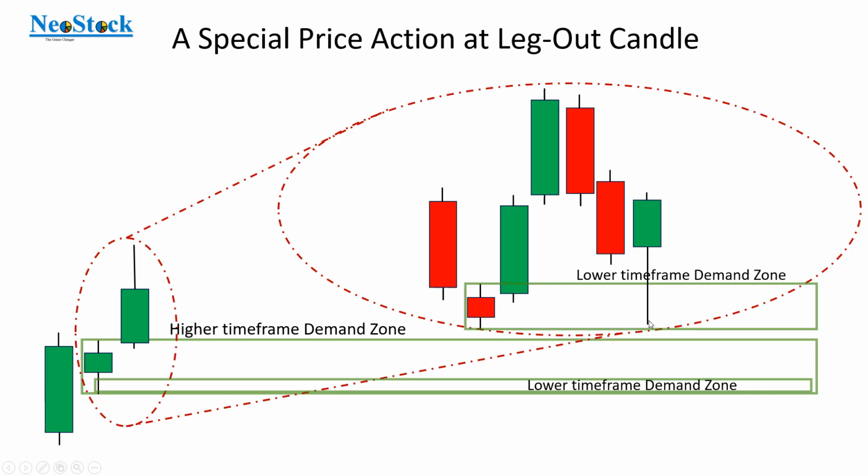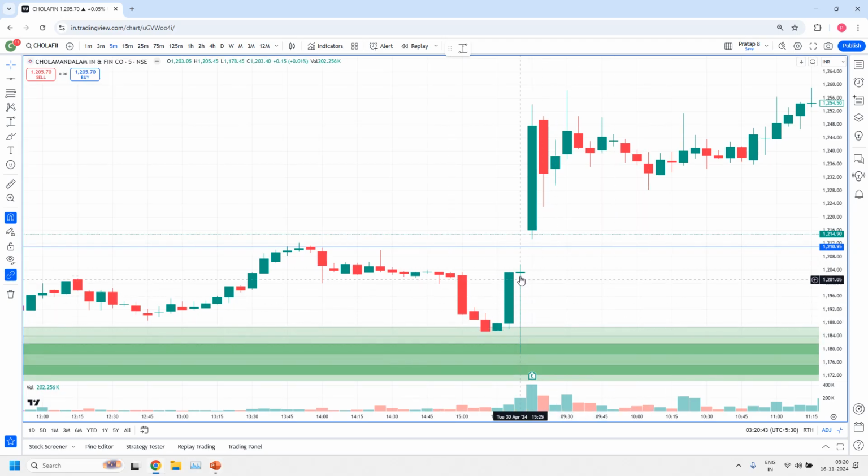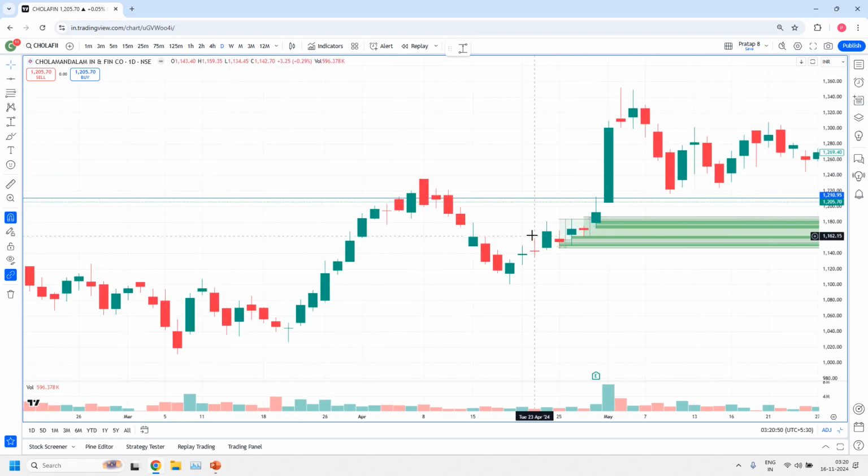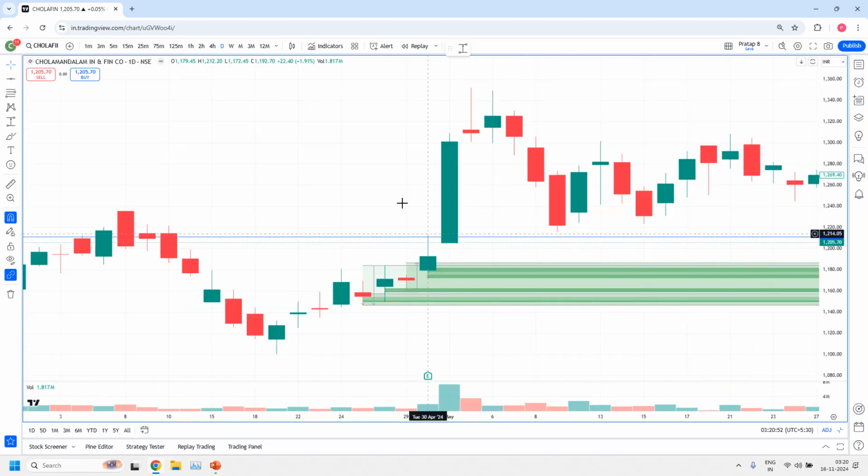See here in this example, price came exactly near the digital line and sharply moved, and here this leg out is completed. Exactly the same way. This is the 5 minutes candle. Now go to the daily zone. See, this leg out is completed.